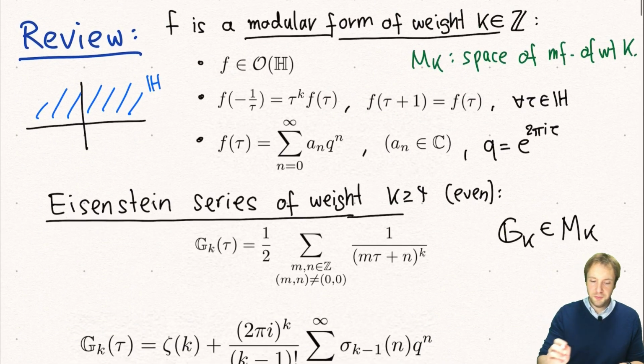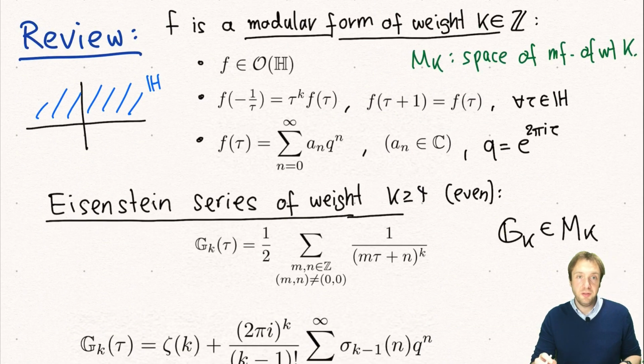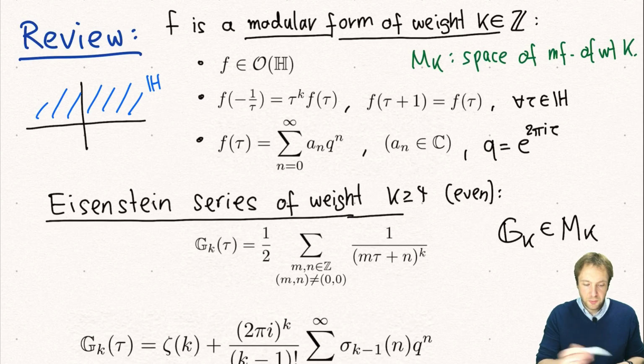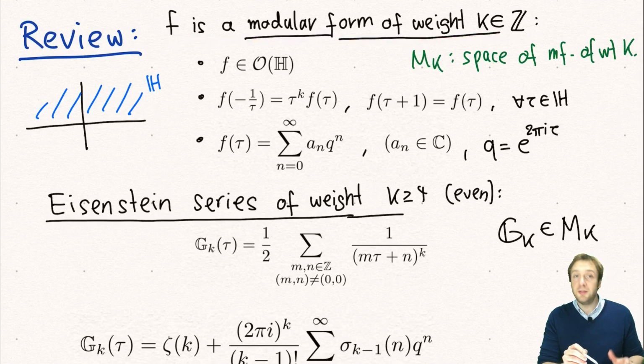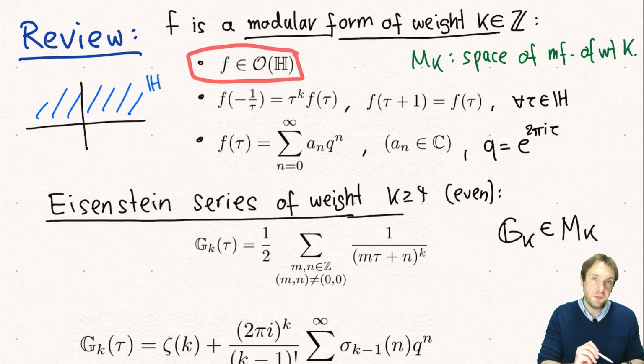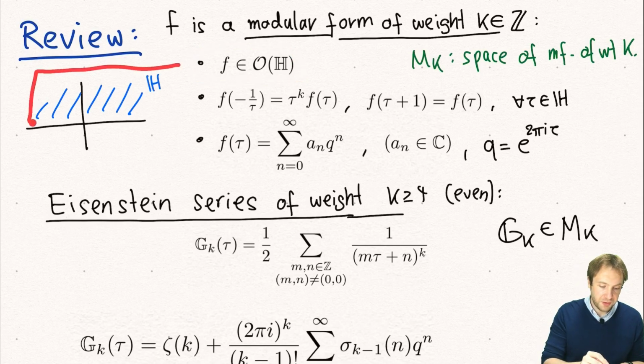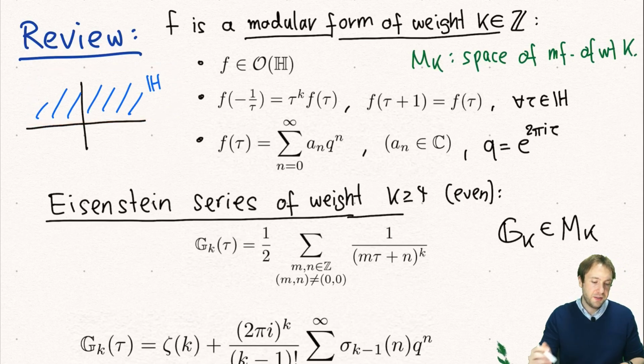Okay, so first a little bit of review from last time. So what was a modular form? A modular form of some integer weight k satisfied three conditions. So first, it was a holomorphic function in the upper half plane. So the complex upper half plane was just the set of all complex numbers with a positive imaginary part. And then it satisfies certain transformation properties.